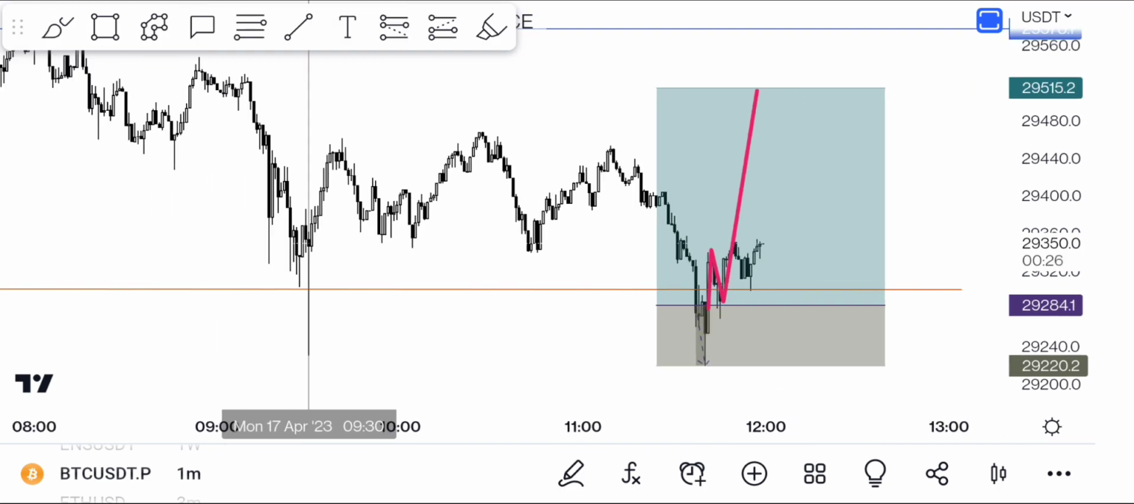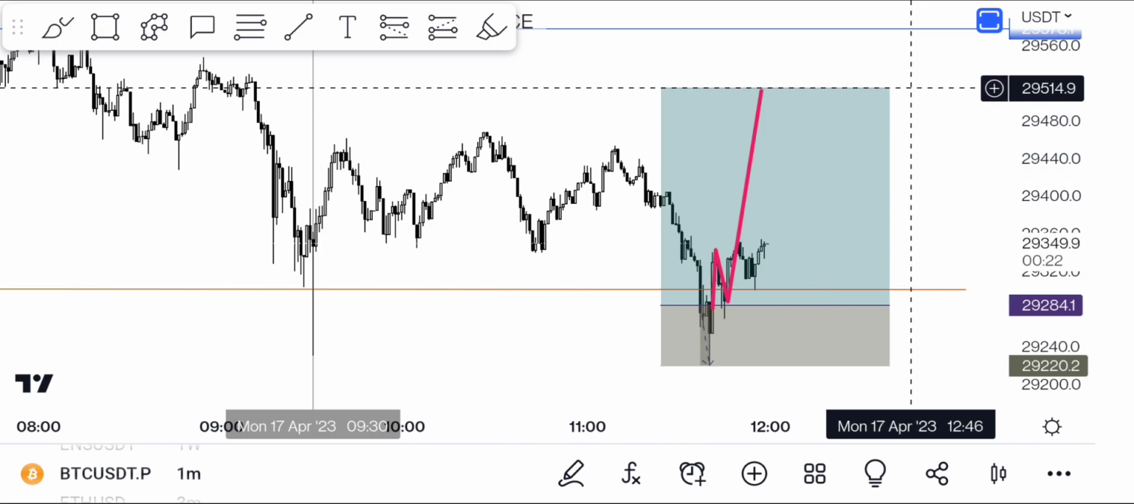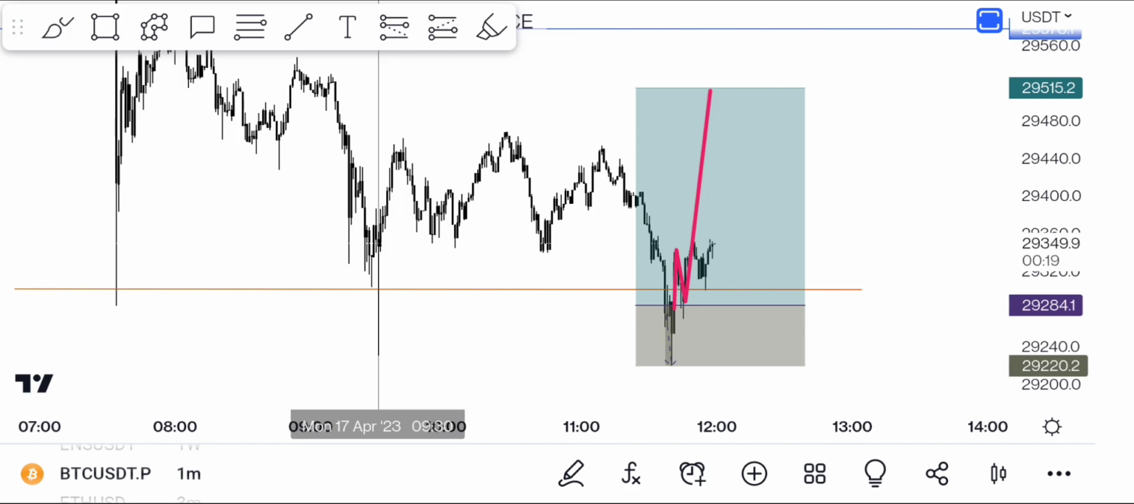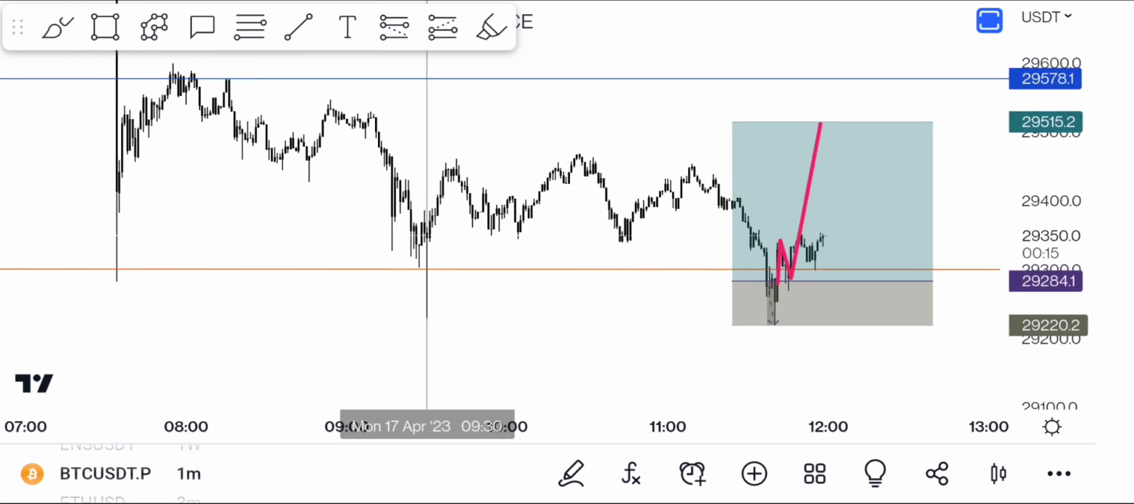Right now I am targeting this fair value gap. It might go up even more, but I'm not risking it here because Bitcoin is in a free fall. So this is how I took this trade.